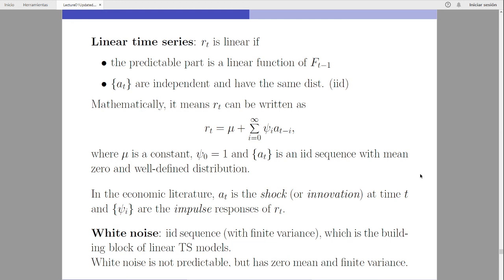This is pretty big, but still quite a big improvement. Now, in economic literature, you will read a_t as the shock or innovation, and the coefficients phi and psi actually are named impulse responses of return in time t.